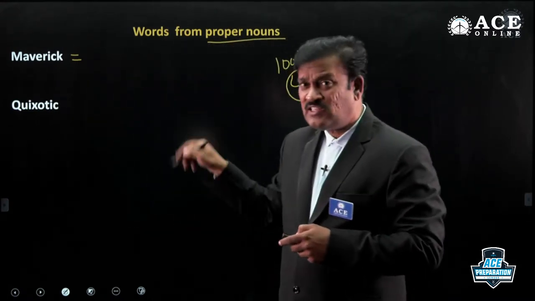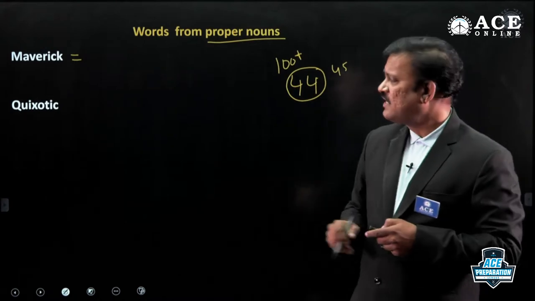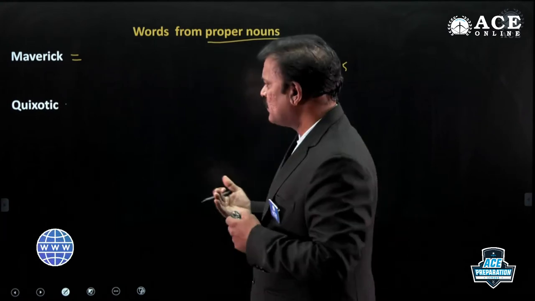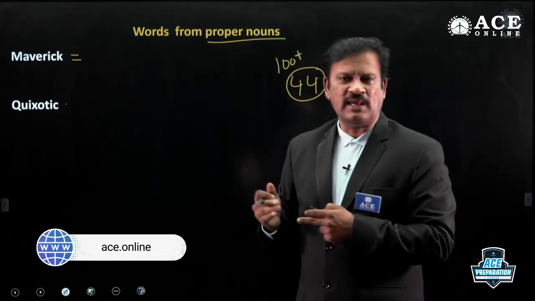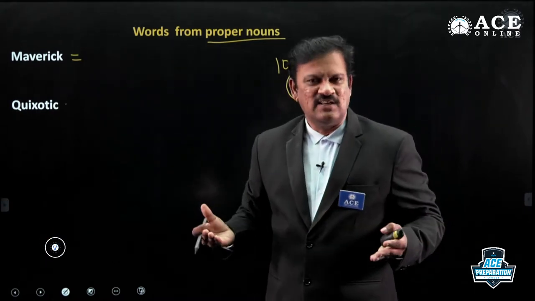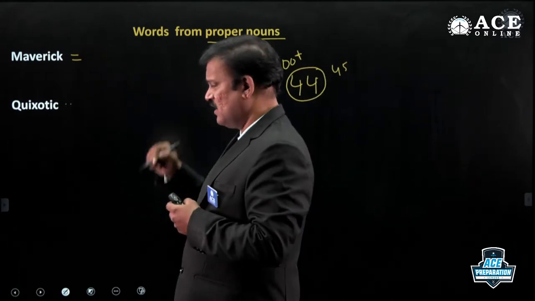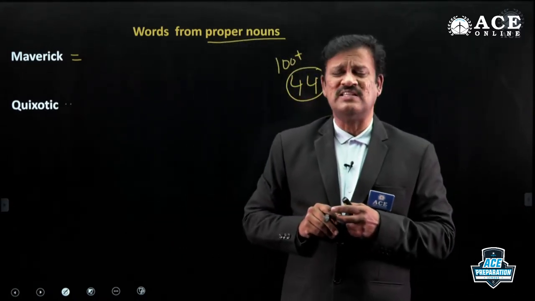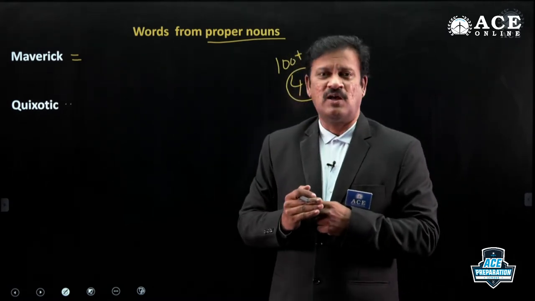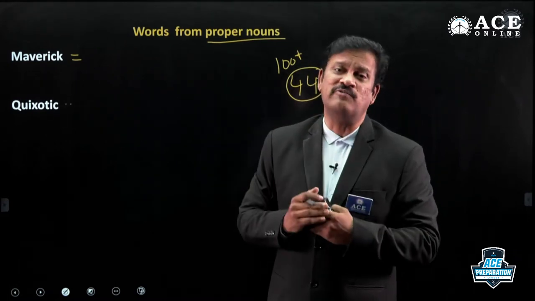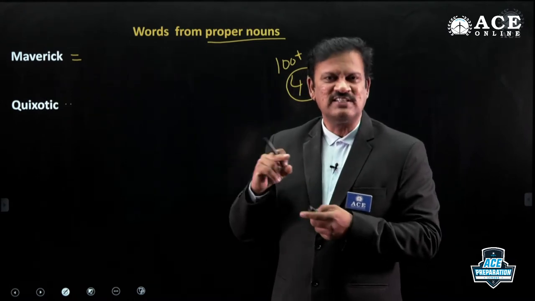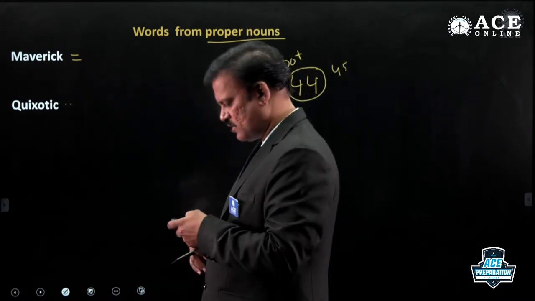Quixotic. All these are SSC words. Quixotic was also actually taken from a literary character. There was a novel, and in that there was a hero whose name was Quixote. He was very impractical. The meaning we use in modern English is that quixotic means a person who is impractical, romantically impractical. What does it mean? Suppose somebody says, I'll go and get this moon for you. And the girl says, go and get the moon. So this is like romantically impractical. Quixotic.